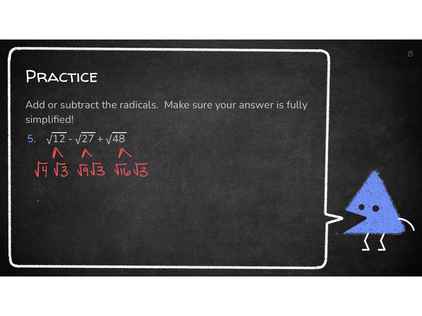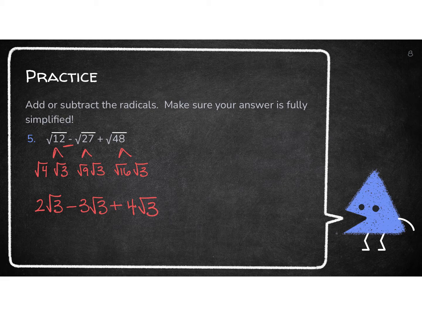So square root of 4 is 2. Root 3 I cannot do. I'm going to carry my sign down all the way from the top up here. So I have minus. Square root of 9 is 3. Square root of 3. Carry my sign down, which is a plus. Square root of 16 is 4 root 3.